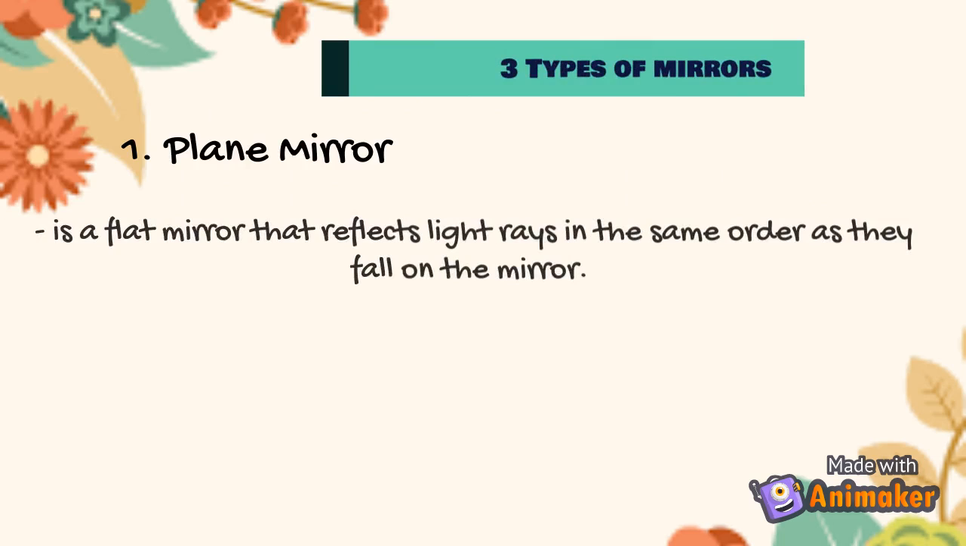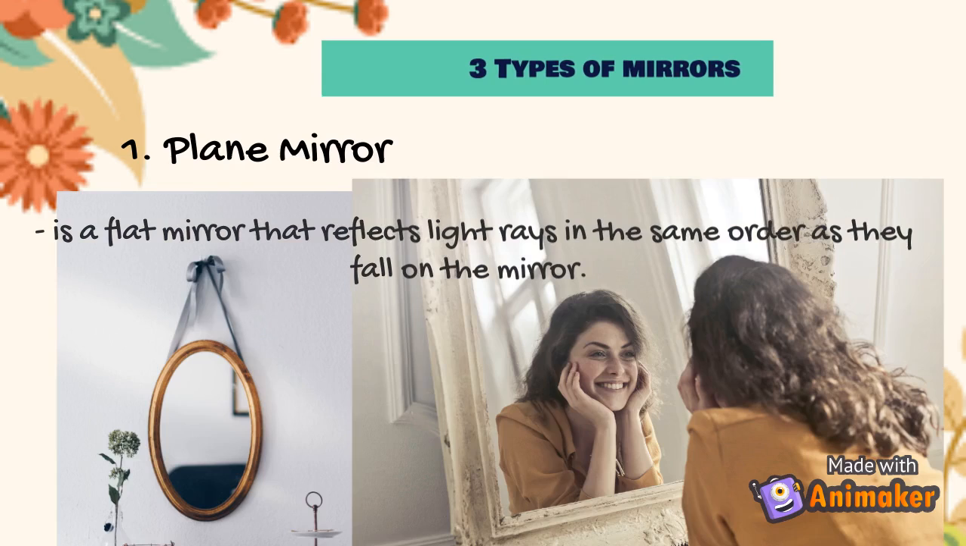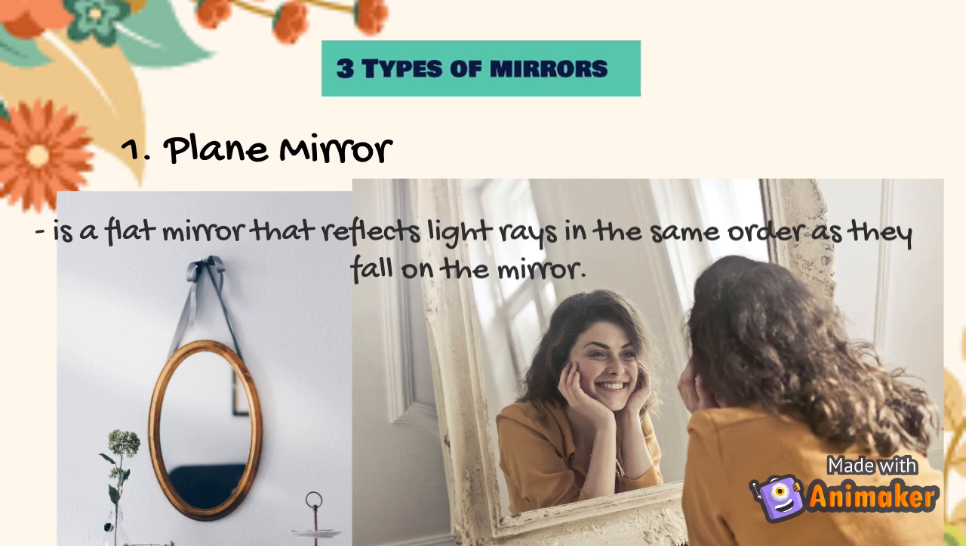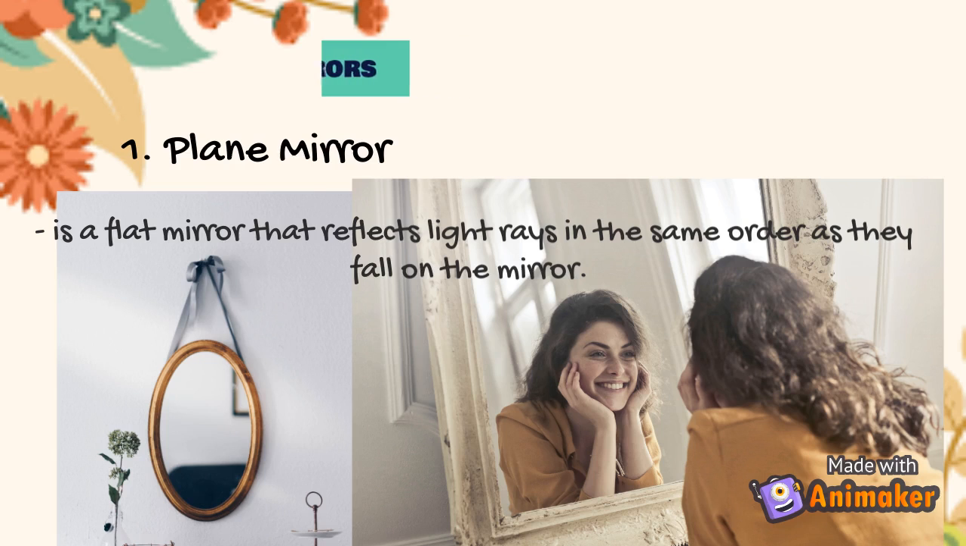There are three types of mirror. The first one is the plane mirror. It is a flat mirror that reflects light rays in the same order as they fall on the mirror. In other words, the light is reflected at the same angle as the angle of incidence. The image in a plane mirror is reversed from left to right without top-bottom vertical reversal. The size and distance of the object are the same in a plane mirror reflection as in reality, and it forms a virtual image.